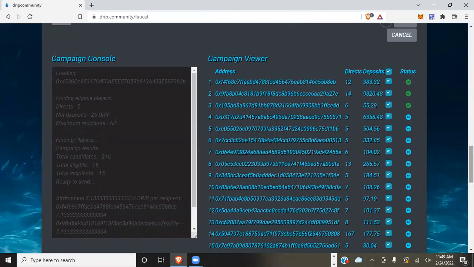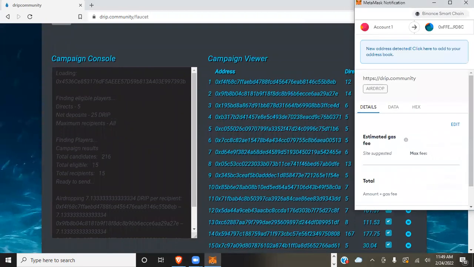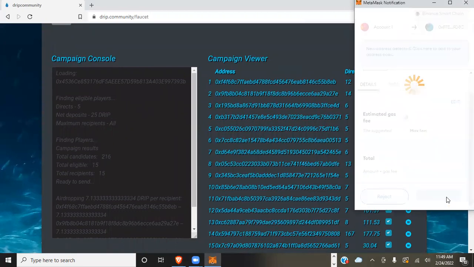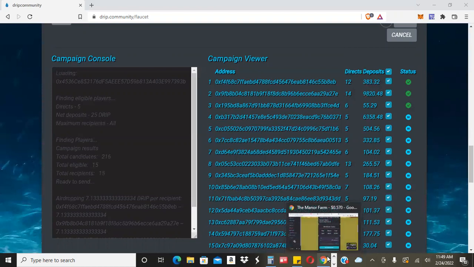All right, so hopefully this cooperates and it starts moving along a little bit faster. Hoping. While it's doing that, let's take a quick look at the animal farm.